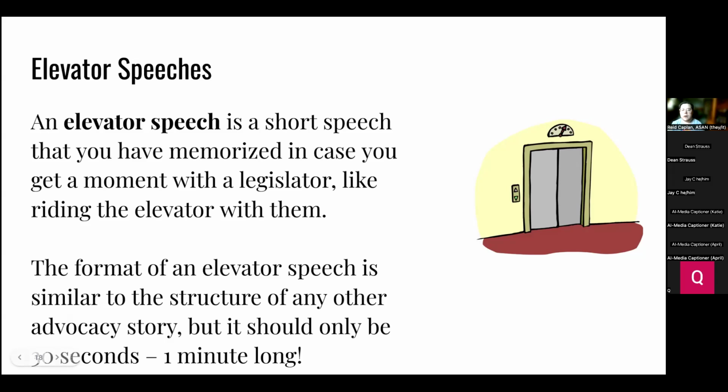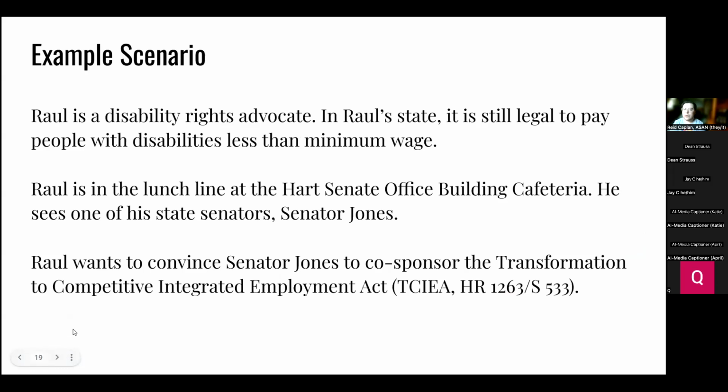If you think about it, every step in the advocacy story that I showed earlier is about one sentence in the elevator speech. It includes all those key points of your story, it's just shorter. And so I'm going to read out this example scenario and resulting elevator speech.